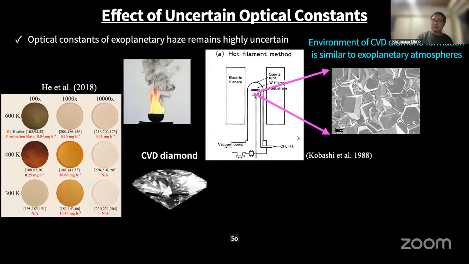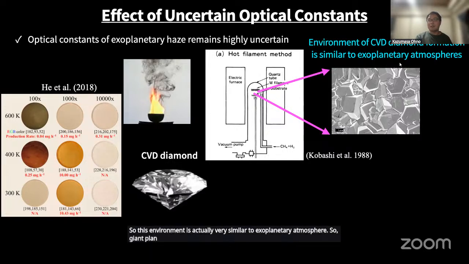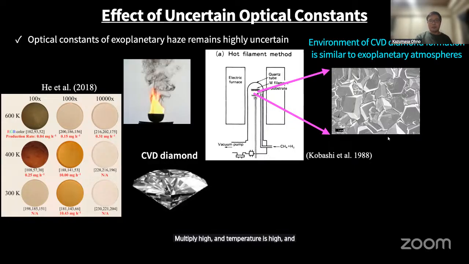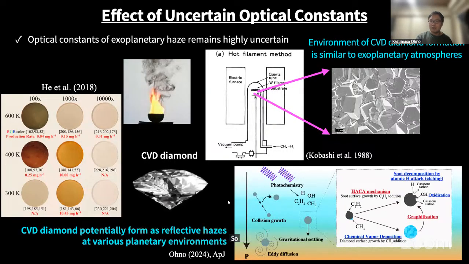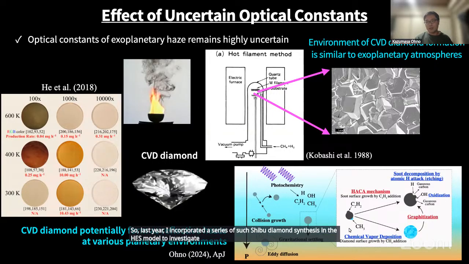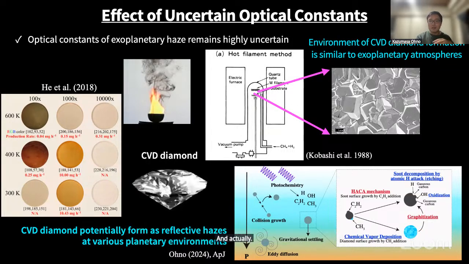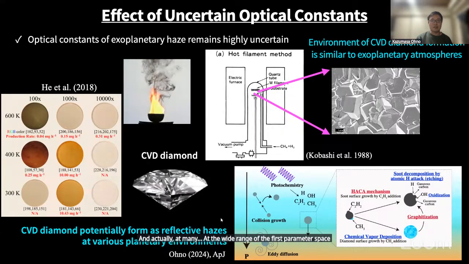This environment is actually very similar to exoplanetary atmospheres. Giant planets have hydrogen-rich atmospheres, the carbon abundance is not very high, the temperature is high, and stellar UV photons drive efficient photochemistry to produce atomic hydrogen. Last year, I incorporated the theory of such CVD diamond synthesis in the haze model to investigate under what conditions the haze composition might be CVD diamond. And actually, in a wide range of the parameter space, the haze composition can be diamonds.